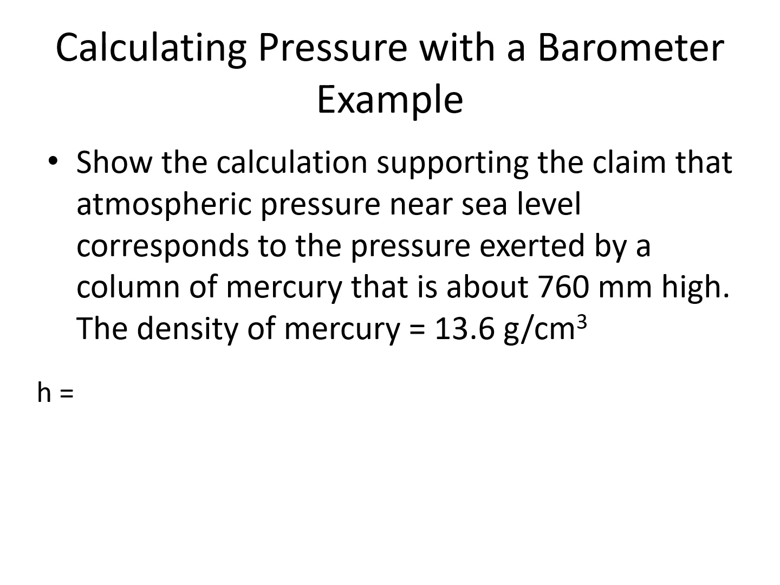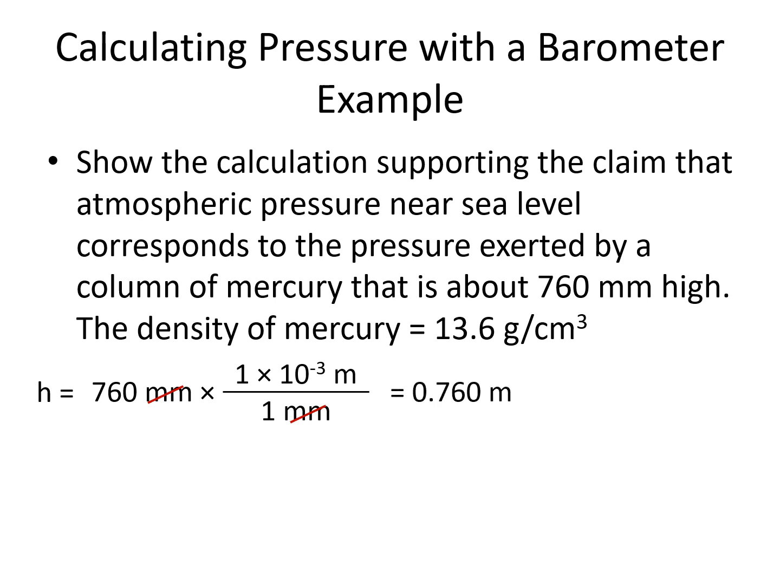The height of the mercury is given in millimeters, but we need to get it into meters before we plug it into our equation. We set it up so that millimeters cancel out. We multiply 760 by 10 to the minus 3 and come out with 0.760 meters.